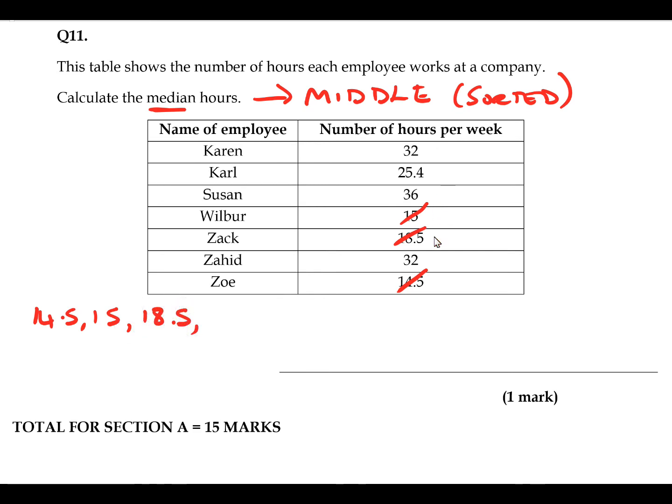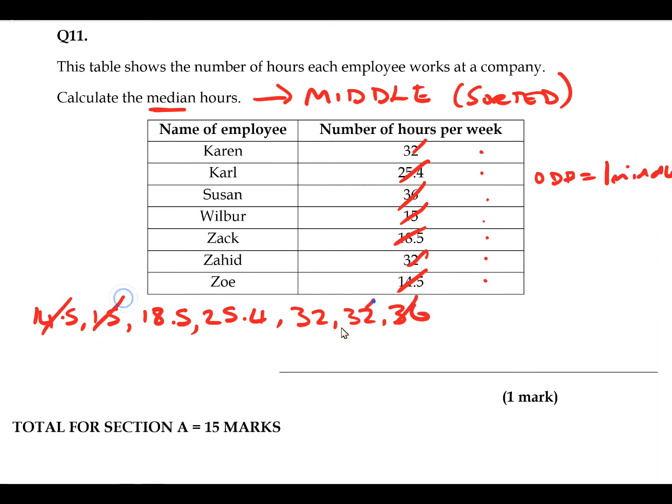The next lowest after this is 25.4. Our next after this is 32 and then 32 again. And then finally we have 36. Now we have 1, 2, 3, 4, 5, 6, 7 bits of information. So we're expecting one number in the middle. So cross them out from each end and you're left with the median, which is the middle number, which is 25.4. 25.4 hours is the median. And that's worth 1 mark.